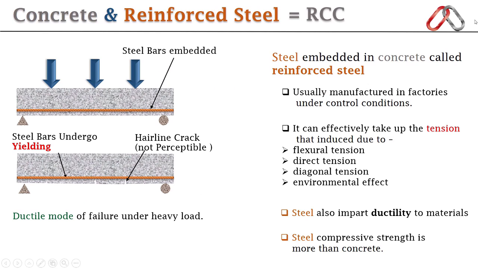Then the concept of steel and concrete. We know that concrete is strong in compression and weak in tension. That's why we use steel to provide tensile strength. And the complete composition of steel and concrete is called RCC, reinforced cement concrete.